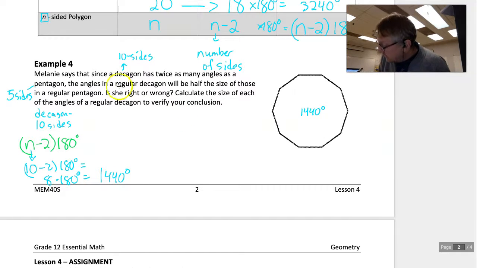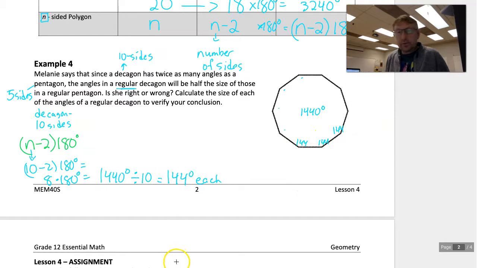And since it is regular, we can split those angles in 10 exact pieces to get this size and this size and this and this and divide them all out. That's 144 degrees each. This one's 144, this one's 144, this one's 144, and so on. And that way when we have 10 of them all together, we'll make the 1,440 degrees in total. It's a lot of words.